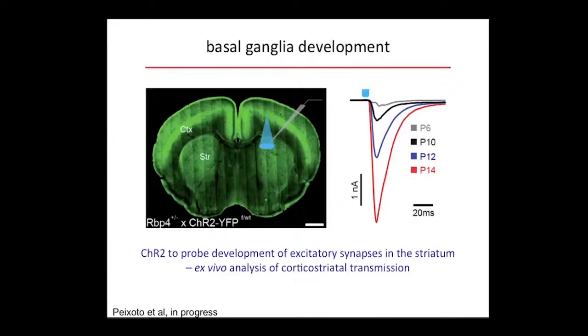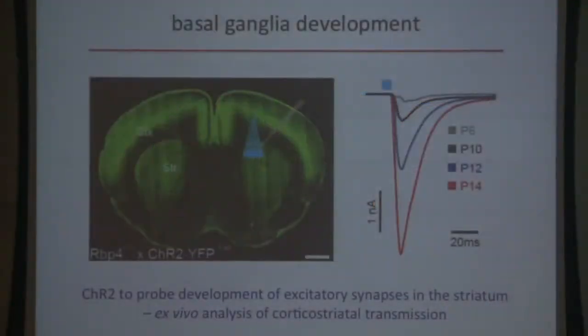Okay, so first, how do these projections from cortex to striatum develop? So this is a mouse that expresses Cre recombinase in a BAC transgenic under the RBP4 promoter. Okay? And it turns out that then this mouse expresses Cre recombinase in layer 5 pyramidal cells, including those that project to the striatum. Okay?